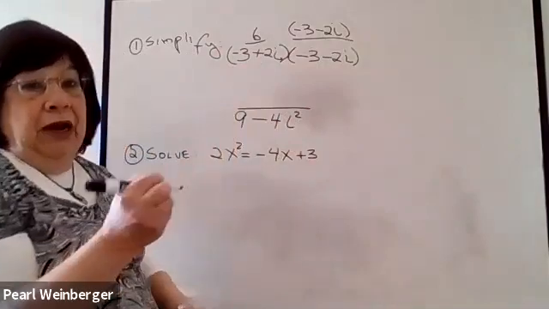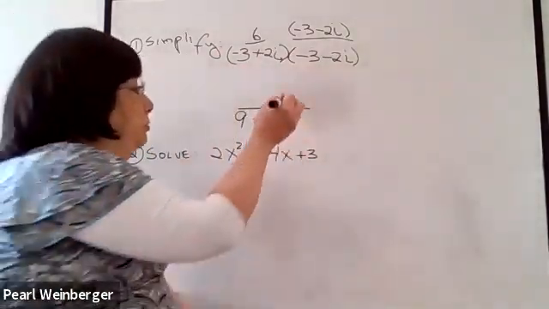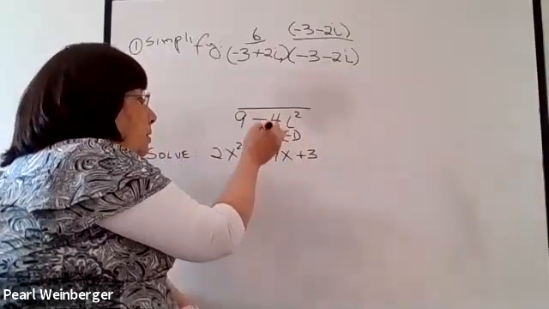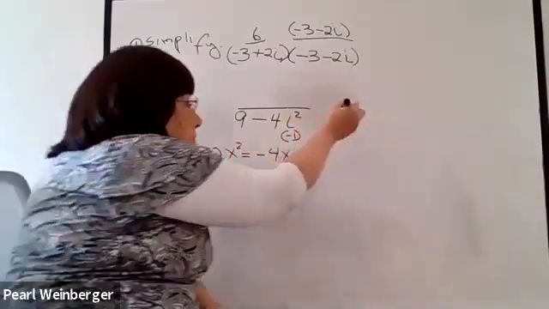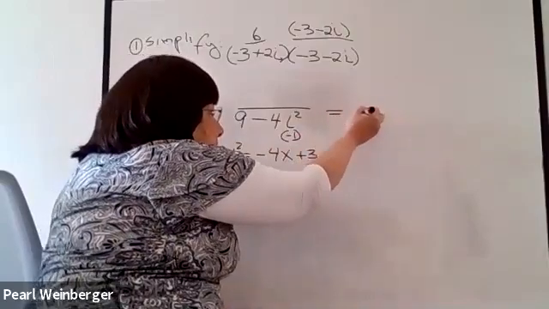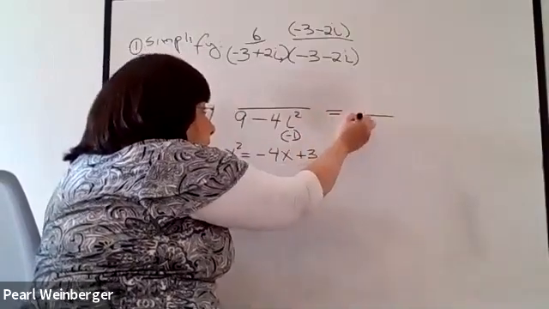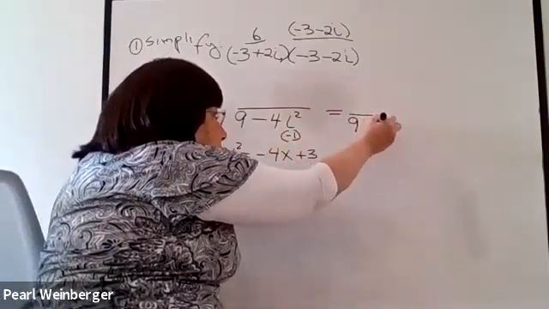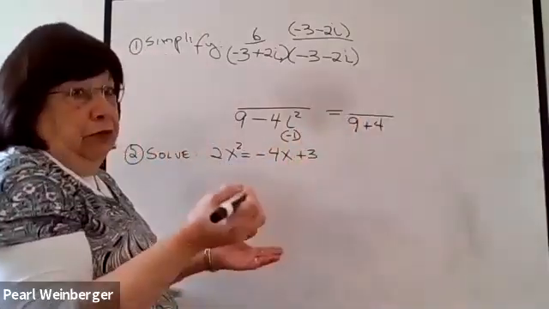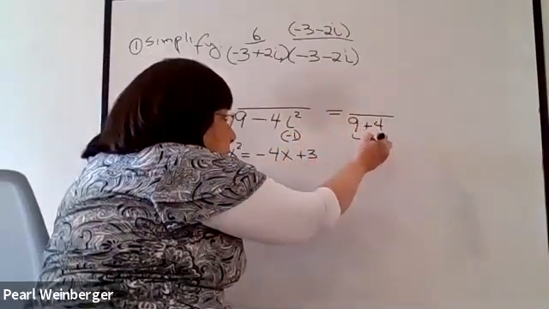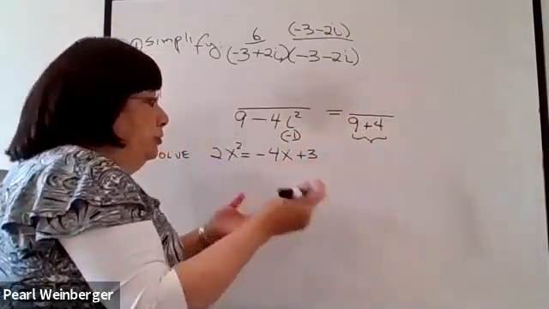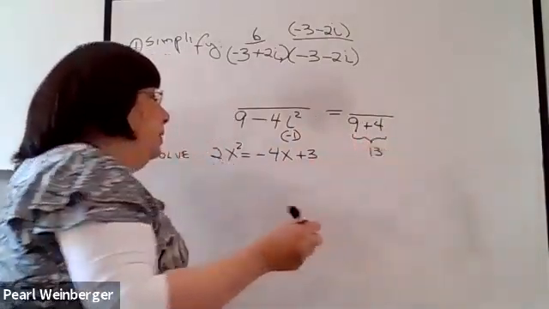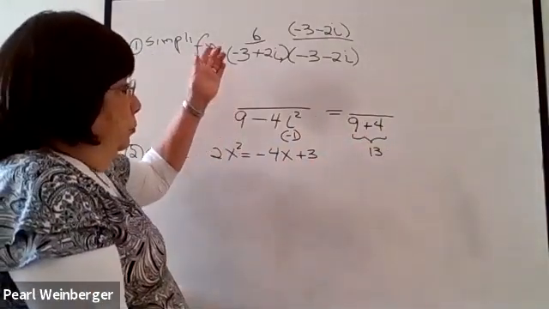And remember, wherever we see an i squared, as soon as I see it, I replace it by a negative 1. So on the bottom, 9, well, negative 4 times negative 1 is plus 4. No i's anymore, but that's what we're trying to get. And 9 plus 4 are now just two regular numbers. That gives me 13. What about the numerator?